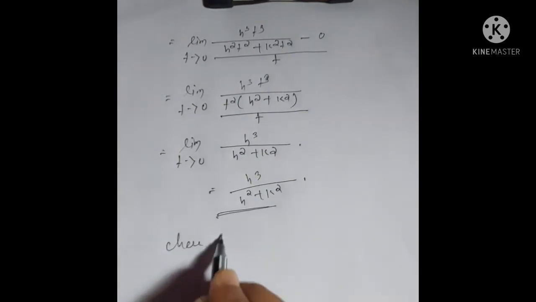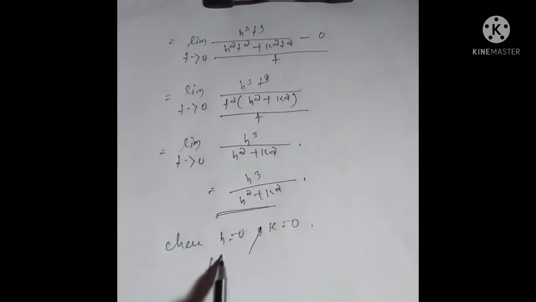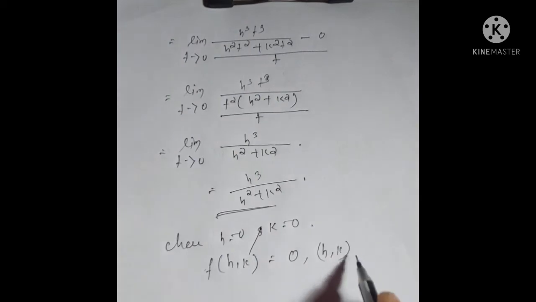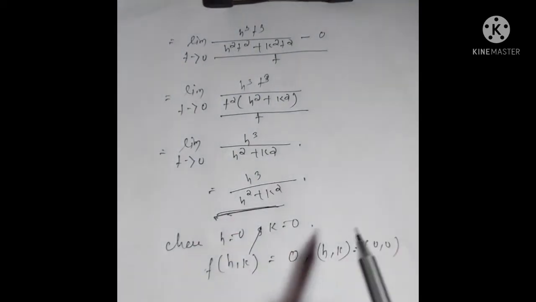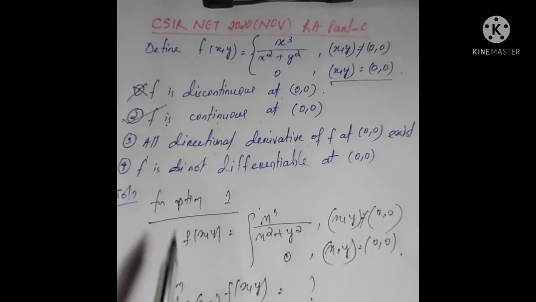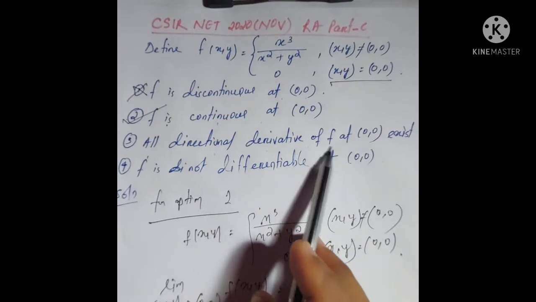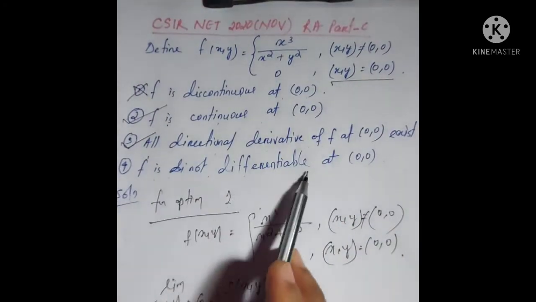Check at h = 0 and k = 0. It is nothing but the function f(h,k), which is equal to 0 when (h,k) = (0,0). So the directional derivative at origin along any direction exists finitely. So for this question, option 3 said that all directional derivatives of f at origin exist. This is true.